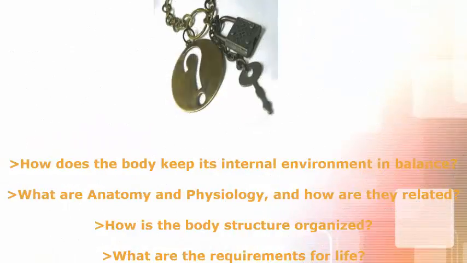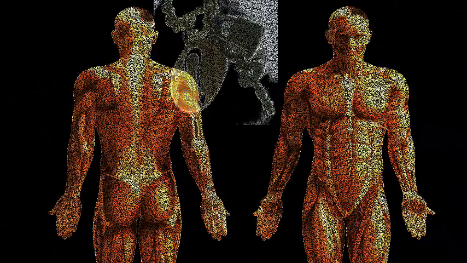In this video, we cover some key questions. How does the body keep its internal environment in balance? What are anatomy and physiology, and how are they related? How is the body structure organized? What are the requirements for life?